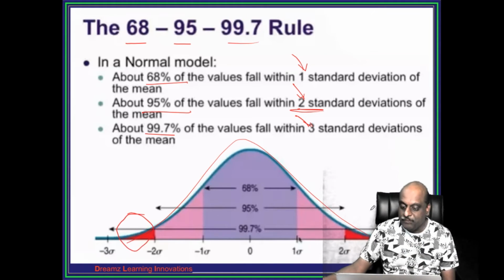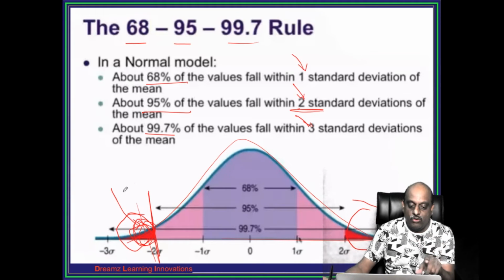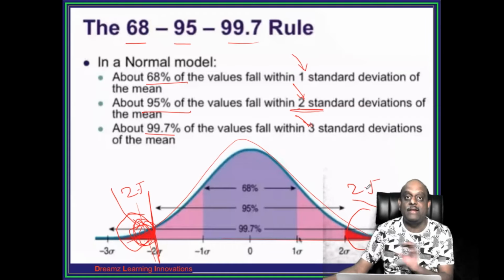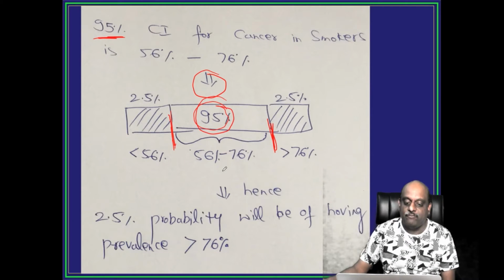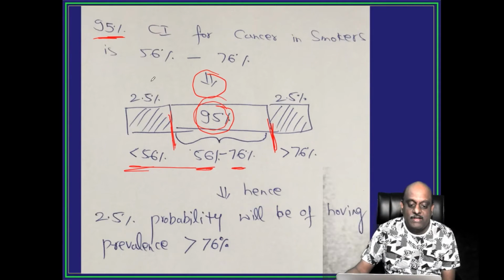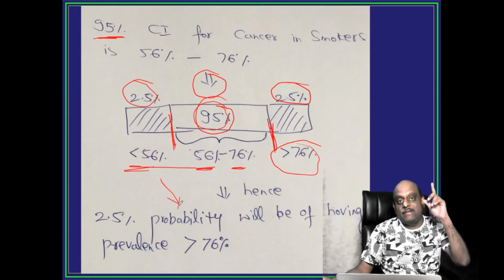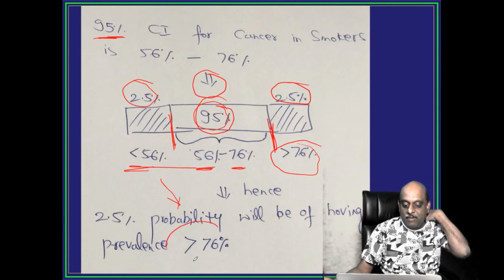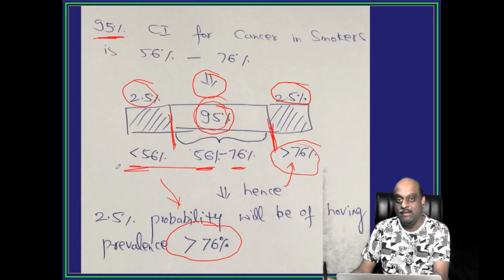Two standard deviations. So there are outliers away from two standard deviations. Total is 100%. Out of that, 95 is gone, so how much is left? 5%. Out of that, 2.5% is the outlier on this side, and 2.5% is the outlier away from two standard deviations on the other side. So typically you have 95% falling between 56 and 76%. Less than 56% will be 2.5%. More than 76% will be 2.5%. So there is a 2.5% probability that the prevalence will be less than 56%, that is what you have to conclude. Understood?